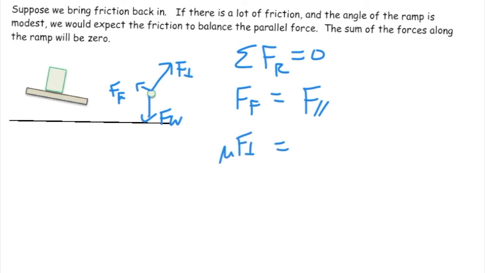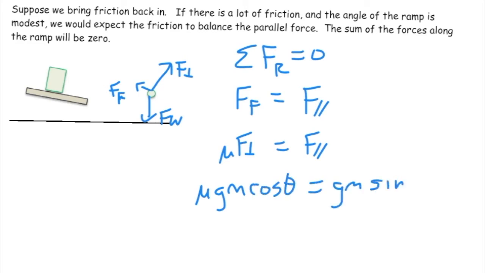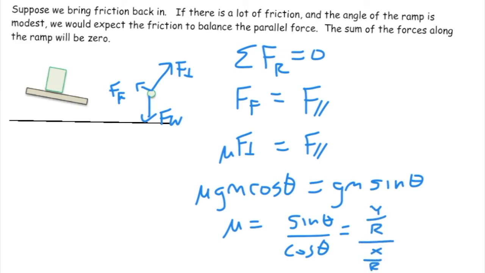The friction going uphill equals the parallel force going downhill. So mu times the normal force equals the parallel force, which I can expand as mu gm cosine theta equals gm sine theta. Since the gm's are on both sides, they cancel out, and I end up with mu equals sine theta over cosine theta. We can expand that a little bit using the ratios. Sine theta is the y side over the r side, and cosine theta is the x side over the r side, which reduces to y over x, and that is the same as the tangent of the angle.